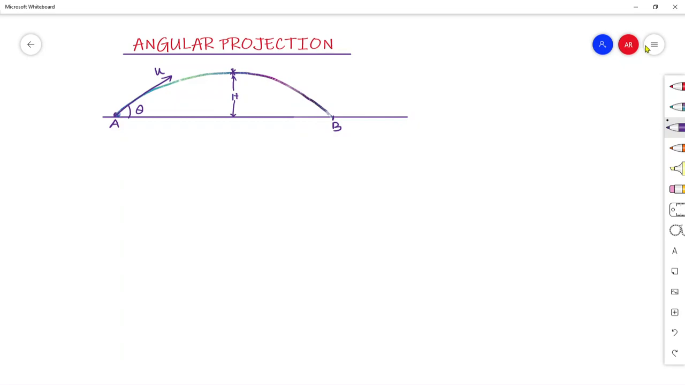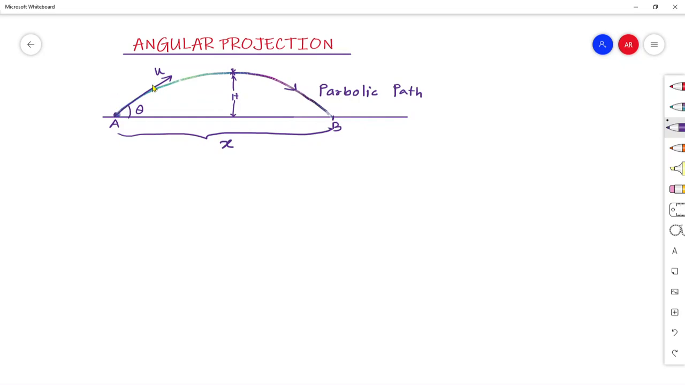So right here, we have drawn an example where the object has been projected with some angle theta with the ground, and this is the trajectory that it follows, which we call the parabolic path. The object travels this much distance horizontally, which is suppose x, and the vertical height to which it rises is h. This is the maximum height h up to which the object rises.